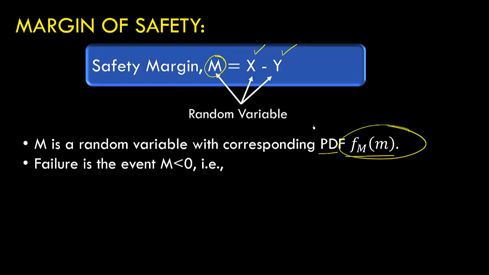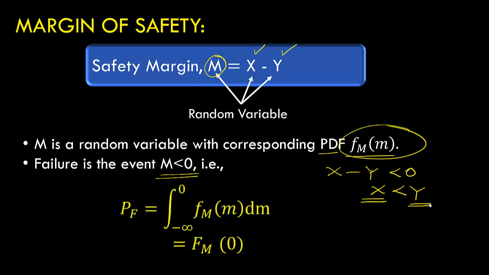Now failure will occur when M is less than 0. So this means x minus y is less than 0, that is x is less than y. This means my capacity is less than the demand. This means the structure resistance is less than the load that is coming to the structure. And probability of failure can be given by this expression, that is the integral of fM dm from minus infinity to 0, and in terms of cumulative distribution function of M, we can write simply FM evaluated at 0.